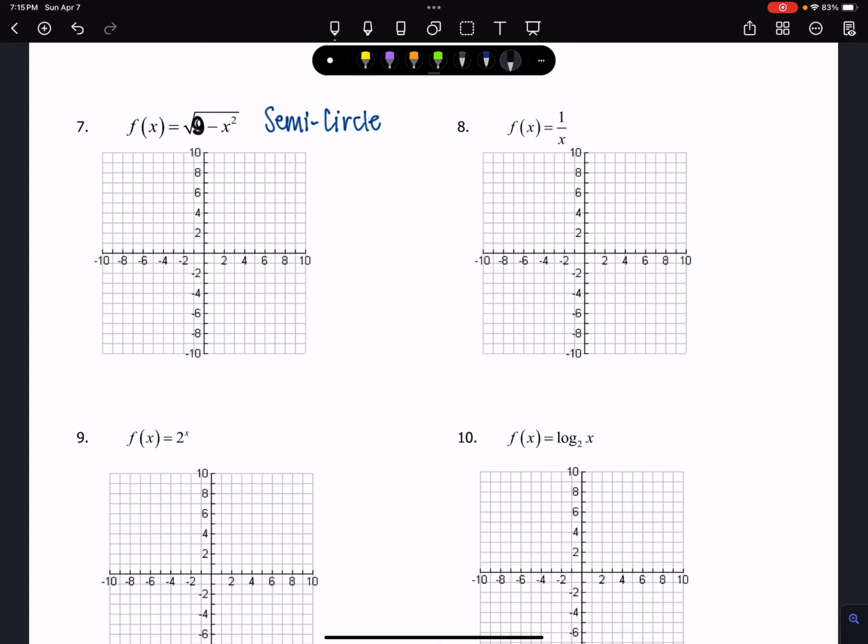because it starts off with a 9 right here. It's going to have a radius of 3. So when we put a -3 in, we get a 0 out. When we put a 0 in, we get a 3 out. When we put a 3 in, we get a 0 out.